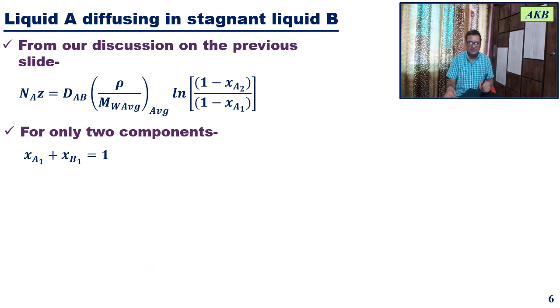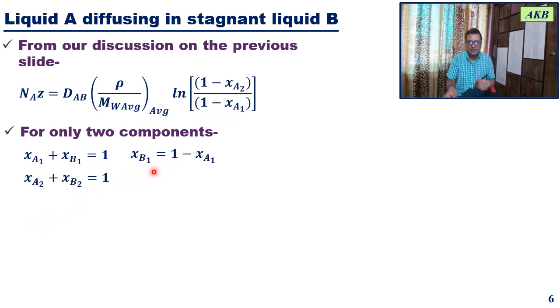So at z equal to 0, the sum of mole fractions will be equal to 1. That is x_A1 plus x_B1 is equal to 1 at one end of the diffusion path. At the other end, or from this equation, first let us understand. From this equation, you can write x_B1 is equal to 1 minus x_A1. So my objective is, in this logarithmic term, I'll be replacing 1 minus x_A1 with x_B1.